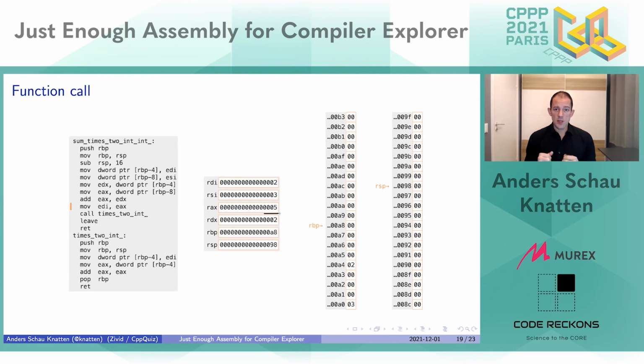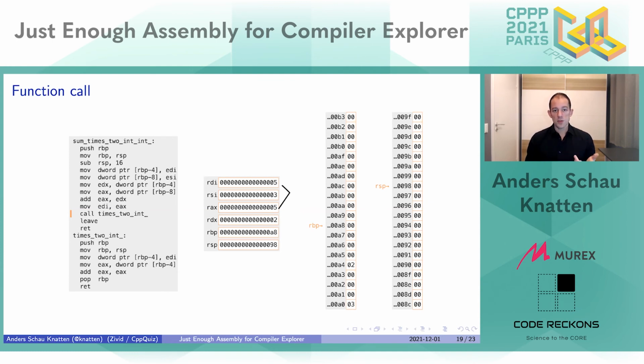And now it's our turn to call a function. And then again, the calling convention says the first int argument to a function goes in EDI. So we have our temporary result 5, which is the result of A plus B. We want to pass it to the times2 function. So we copy the value from EAX into EDI, which is the first int argument register. Okay, so now we got the 5 over here in RDI. And now we can call the times2 function. So we do call times2.